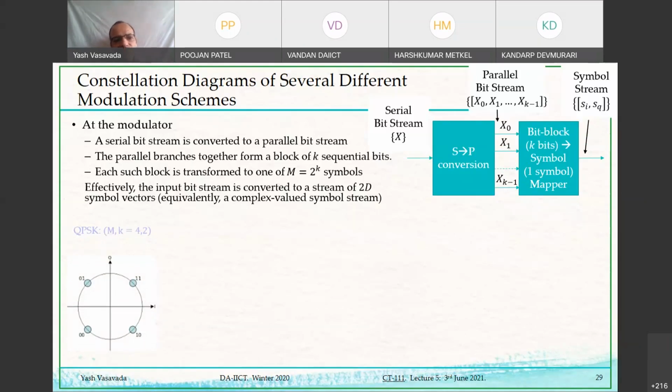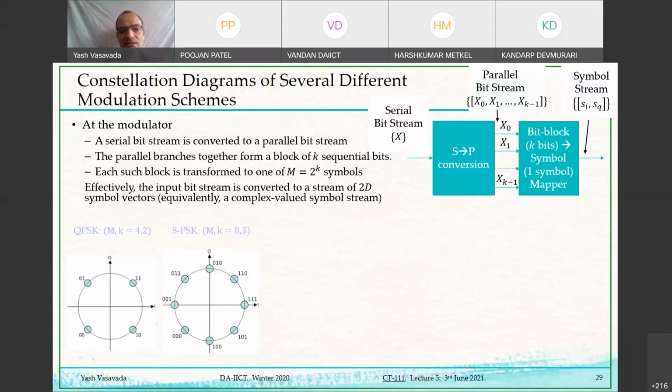And I'm going to simply draw now a wide variety of modulation schemes. This is QPSK, which we have already seen. This is 8-ary PSK. K is equal to 3 bits, and so there are a total of 2 raised to 3, 8 symbols. So M is 8, K is 3.